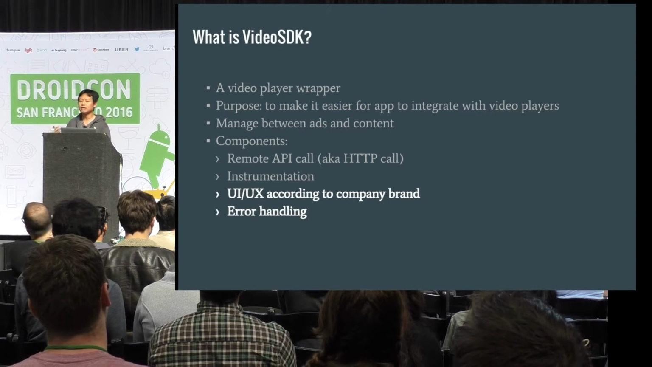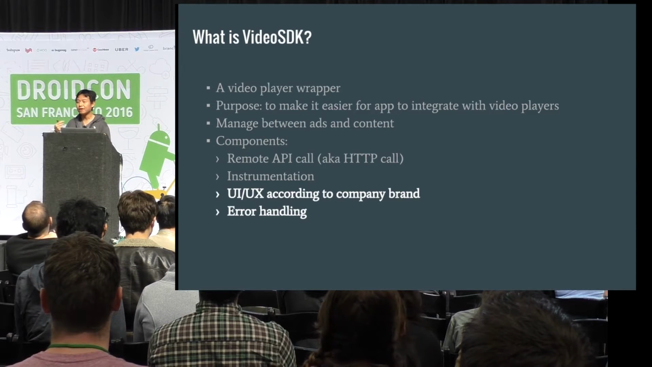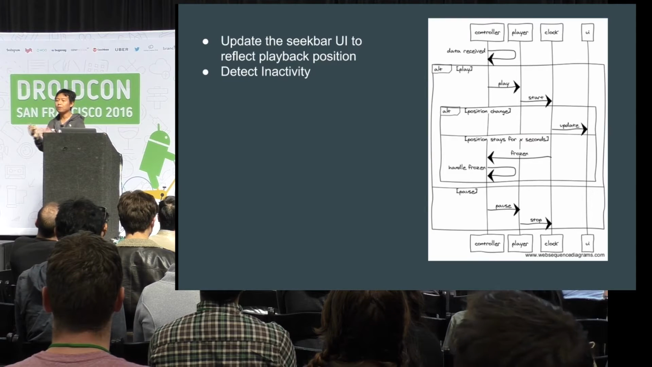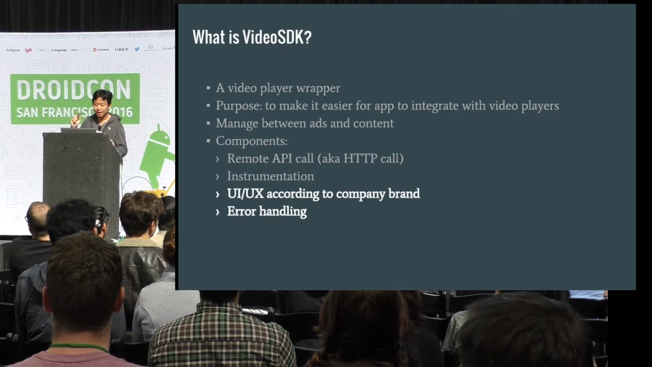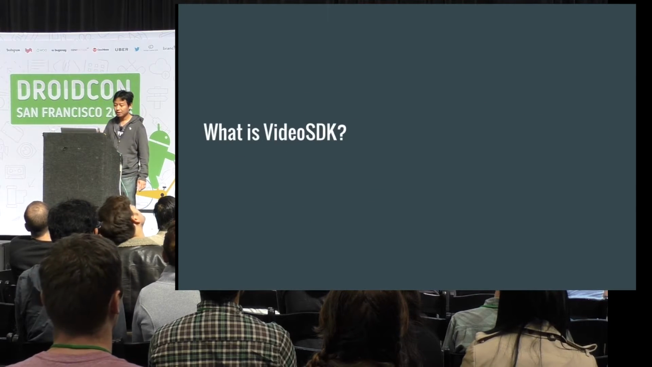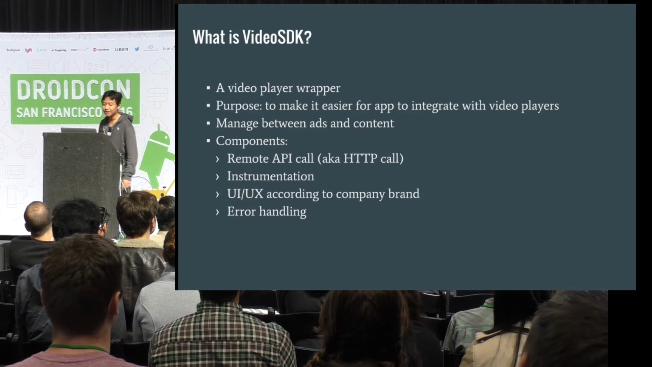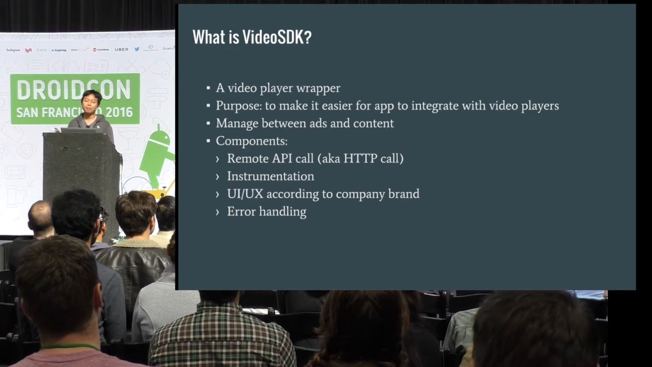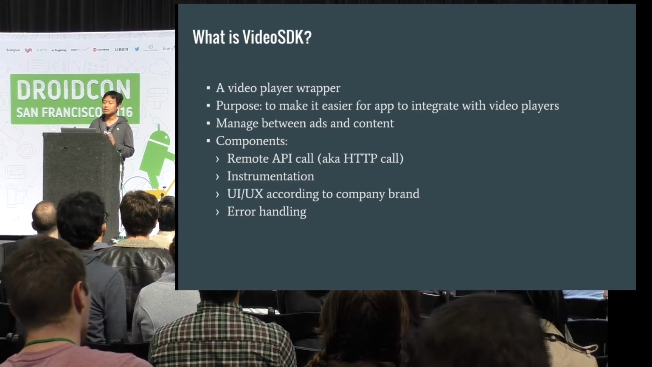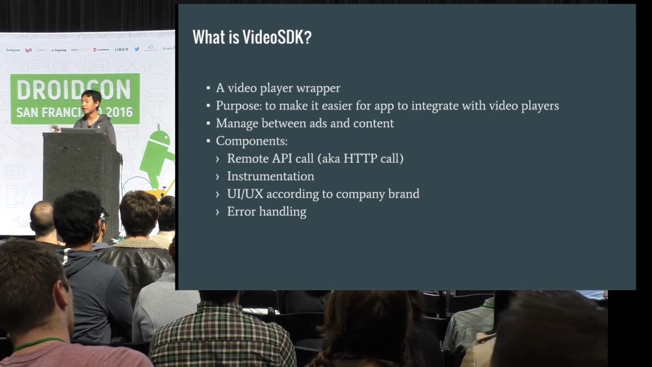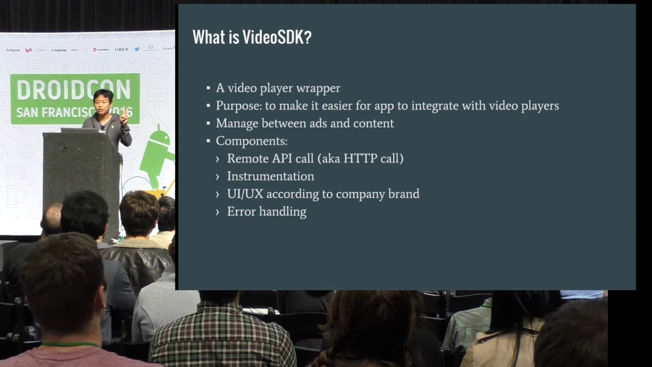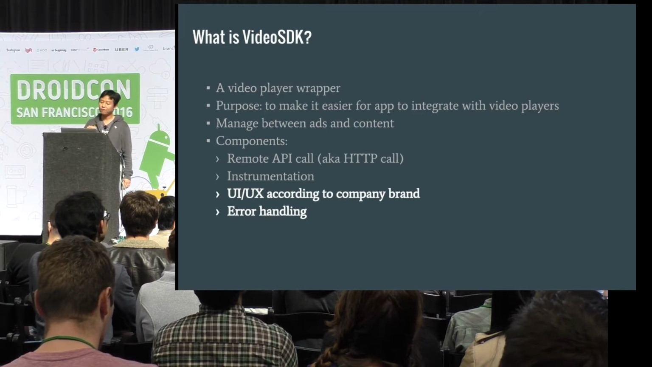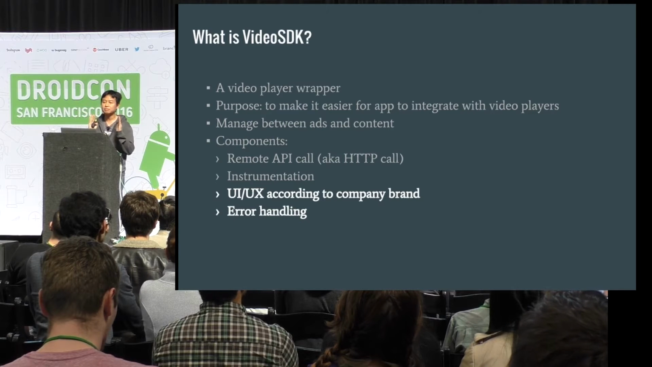So the apps don't need to think about how to get the data for Yahoo Video, how to play the ads, whether it's a pre-roll, mid-roll, post-roll. So it doesn't need to think about that. The second thing is that in Video SDK we have a lot of components: remote API calls, instrumentation, UI, UX, company branding, and also error handling. Today, I'm just going to focus on two things, which is the UI, UX, and the error handling. It's not the full error handling, but the error handling that is very specific to the video player.